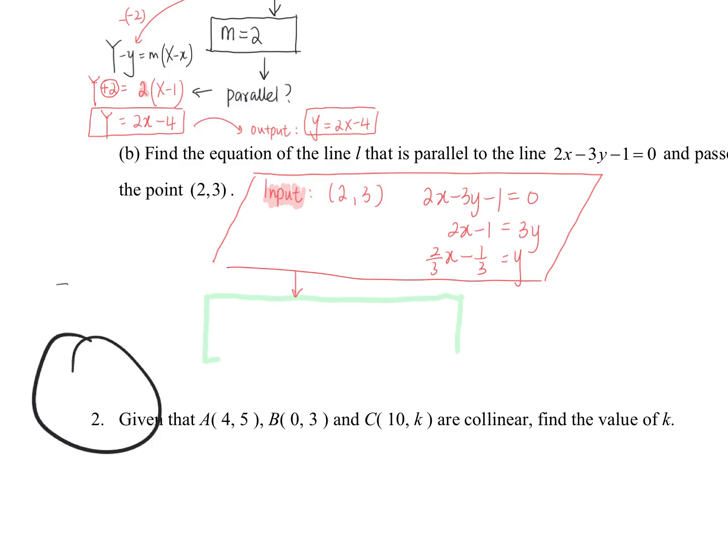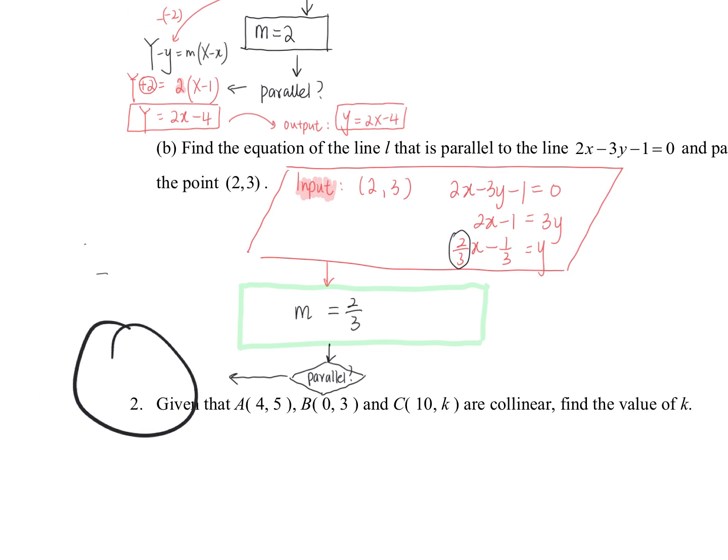The process wants you to find what is the gradient. So gradient from the equation is 2/3. Okay, then they force you to make a decision. So decision, they usually use a diamond shape. They say parallel. So yes, right, confirm is parallel in this case. Then you can start finding your equation. So y minus y, gradient x minus x.